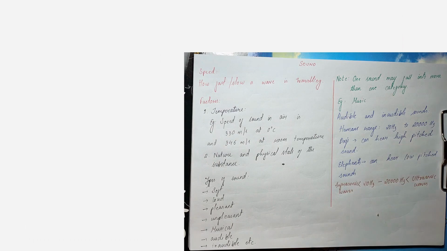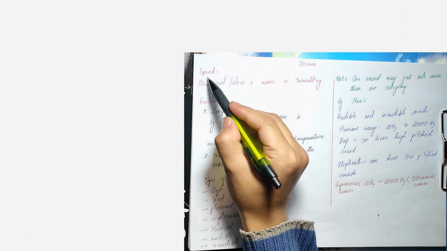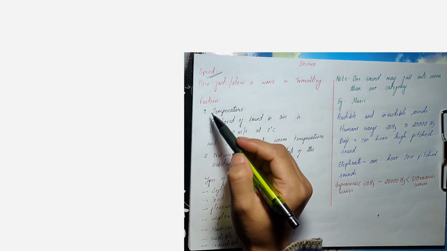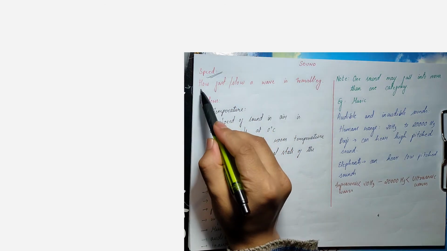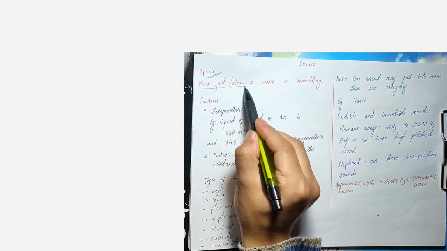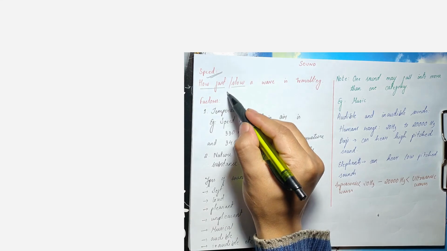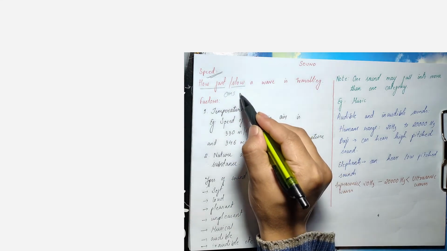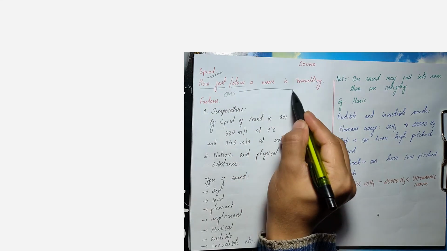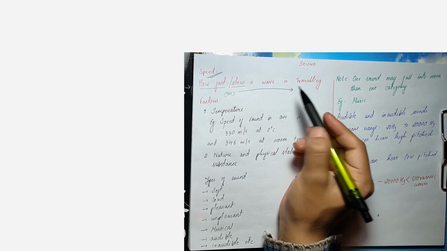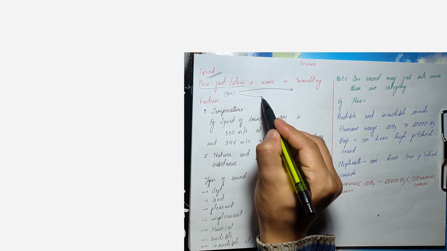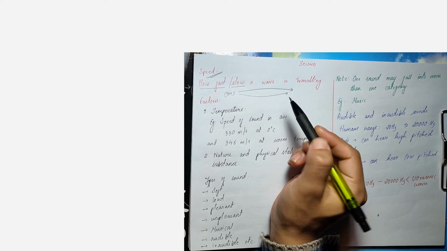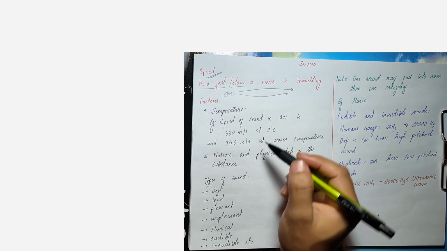Let us now discuss speed of sound. Speed is nothing but how fast or how slow a wave is traveling, similar to a car's speed. So if a car or the wave is traveling very fast, we say the speed is very high, and if it is traveling very slow or slower than this, we say the speed is comparatively slower.